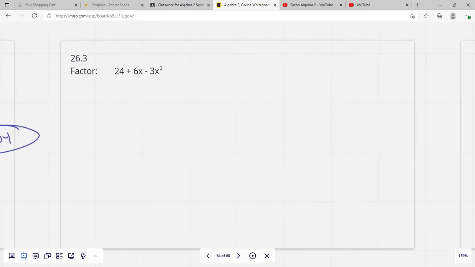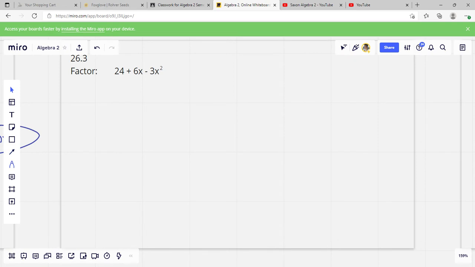Alright, let's do another one. Alright, this one I have to rearrange, so first I'm going to go 3x squared plus my 6x plus 24. Okay, this one, I can pull a factor out of here before I even try to factor it. So I can pull a number out. All of these numbers here are divisible by 3. So if I pull a 3 out, how many 3's are in 3? 1, so now I have x squared.